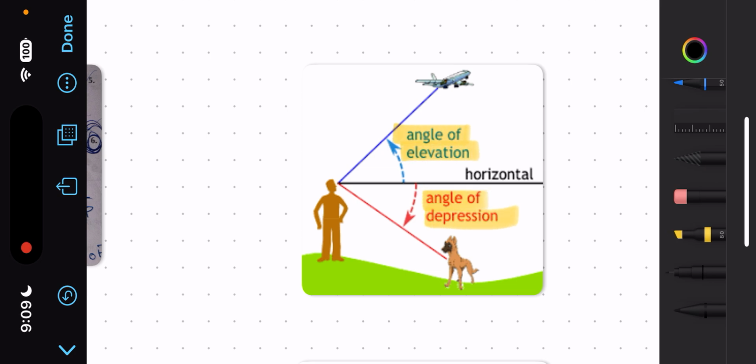In simple terms, imagine a person who's standing here and he is seeing a plane in upward direction. So the angle here is known as angle of elevation. Same as if he sees downwards. For example, here is a dog and he's seeing a dog, so his sight will be in the down direction, so that angle is called angle of depression.